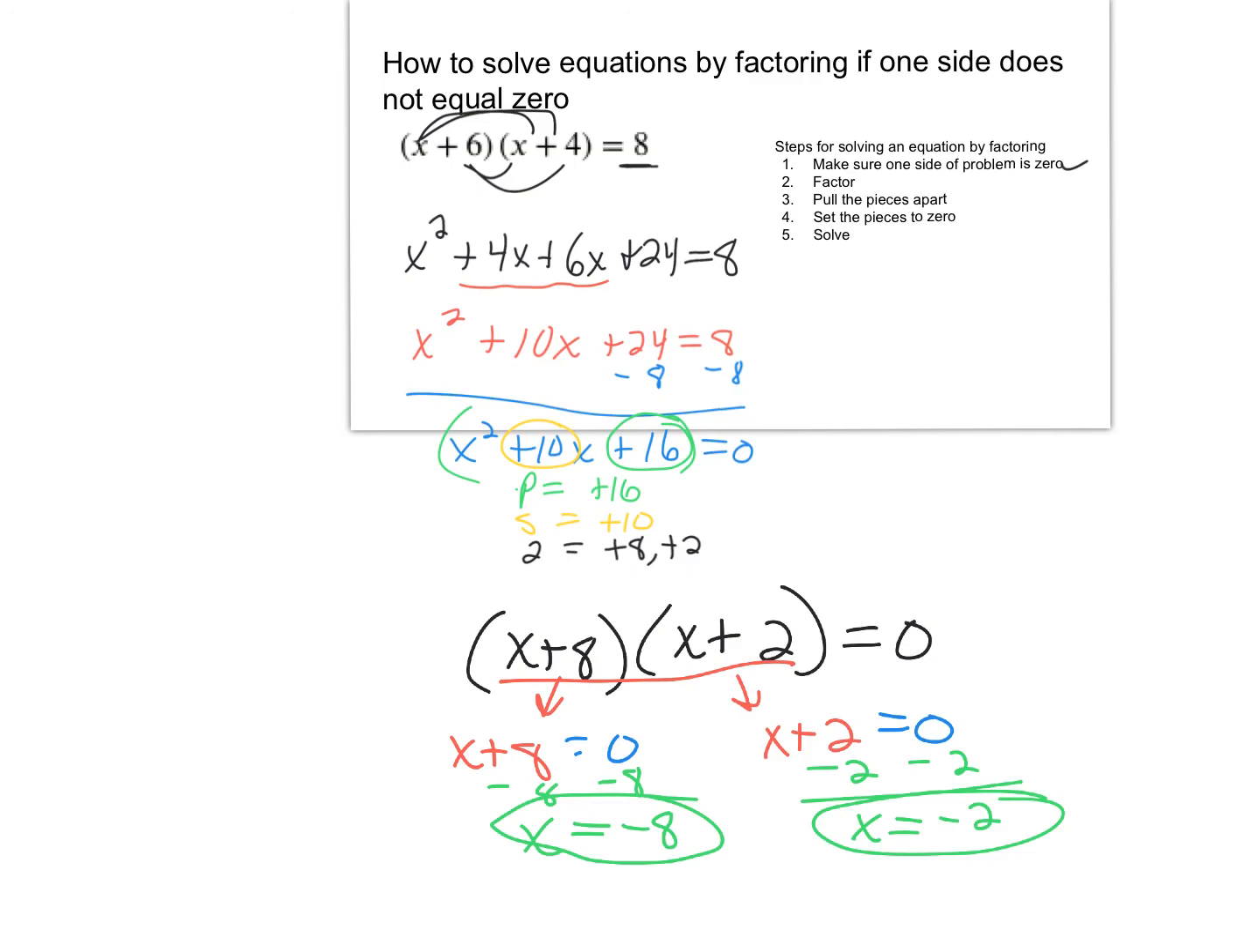And there you go. So just be careful with something like that. If this thing in the beginning doesn't equal 0, you have to multiply this out.